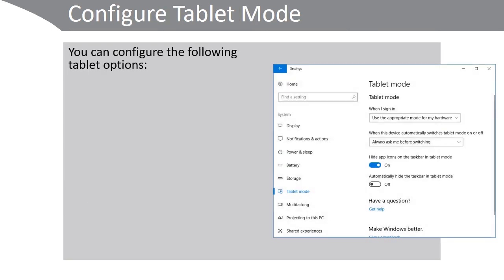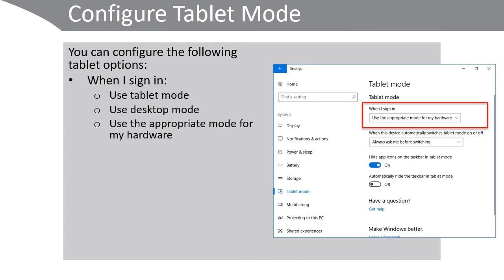I mentioned configuring tablet mode. You can configure that behavior here on the tablet mode tab in settings on the system node. The options include, when I sign in, use tablet mode, or use desktop mode, or use the appropriate mode for my hardware. That's the option I choose. And at the moment my laptop is orientated as a laptop, so I can access the keyboard, so it's in laptop mode and it displays Start as a menu.